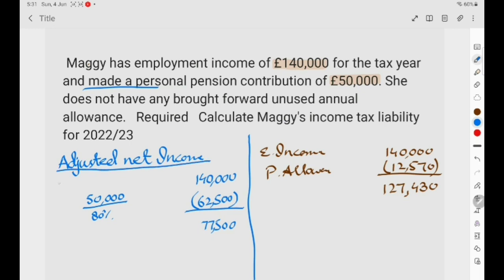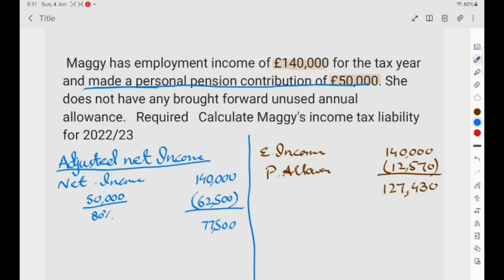This is said to be net income, and from net income we have to deduct the gross personal pension contribution. What do we have to deduct? The gross personal pension contribution. So 62,500 is your gross personal pension contribution. In the question they have mentioned for the tax year and made a personal pension contribution. So remember, made means paid by the individual person. So any amount that is paid by the individual person is said to be a net amount.